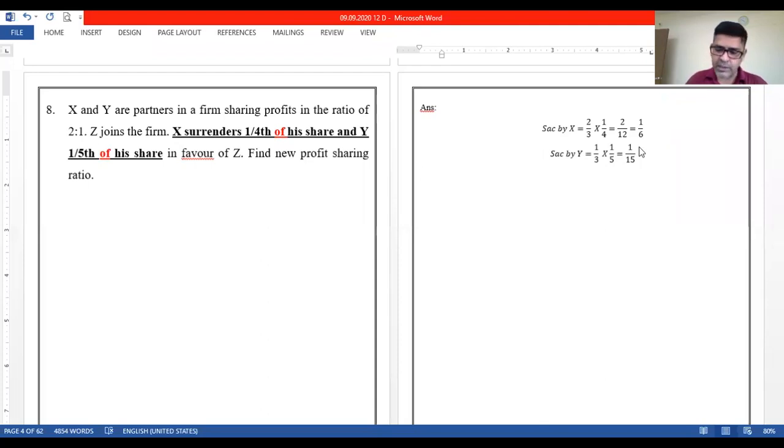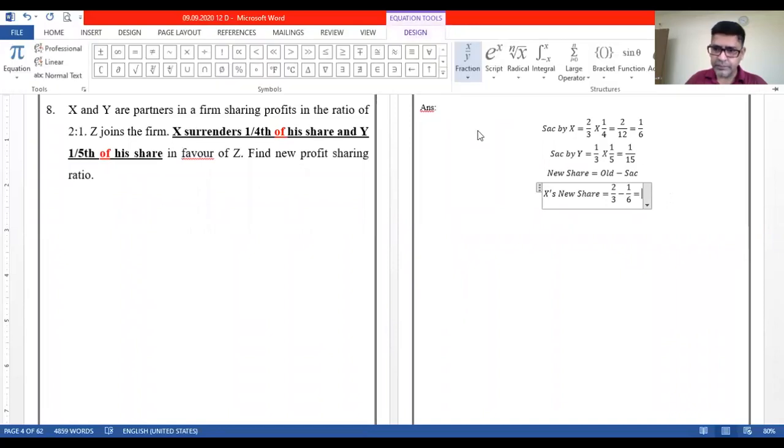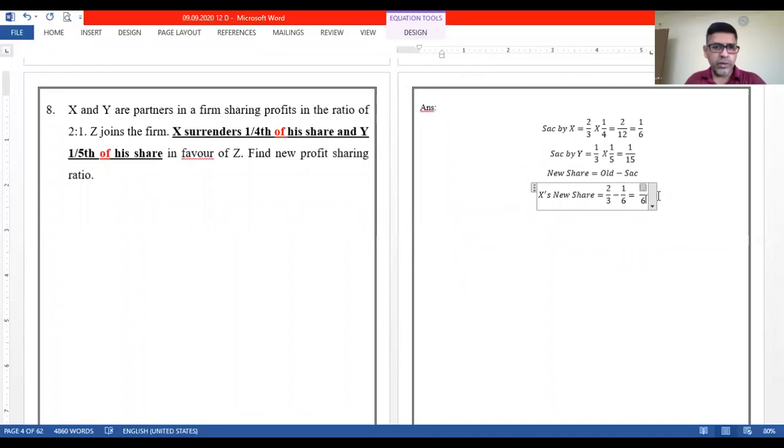Now, once we have the sacrifice share, it is very easy for us to calculate the new share. Okay, new share is equal to old minus sacrifice. So let us calculate X's new share. That will be equal to, old share can be seen as 2 by 3 minus the sacrifice by X, which is 1 by 6, right? So the LCM in this case will be 6, right? And then 3 2s are 6, so 2 2s are 4, 4 minus 1. Okay, so that will be 3 by 6.